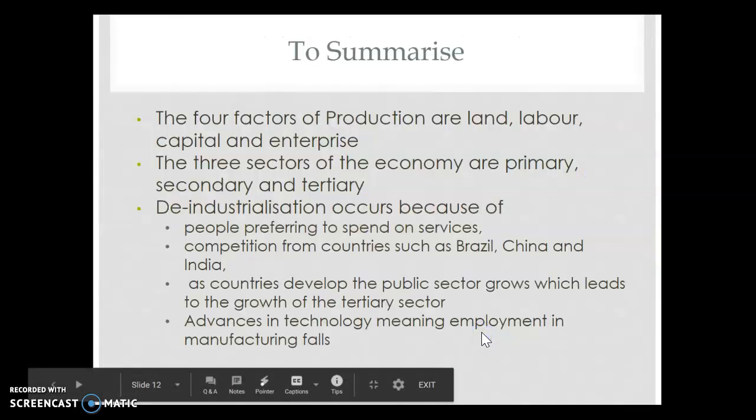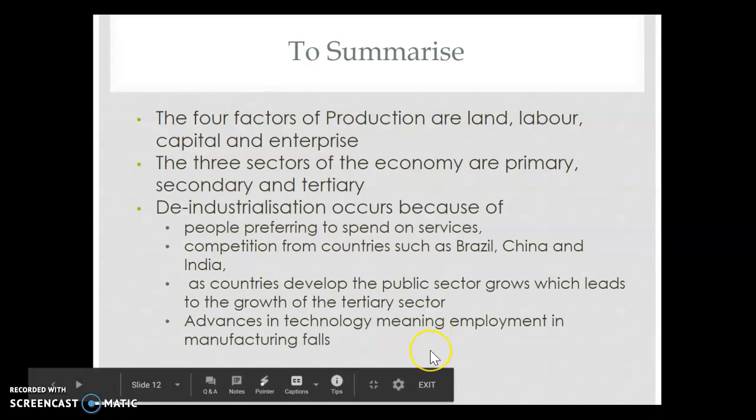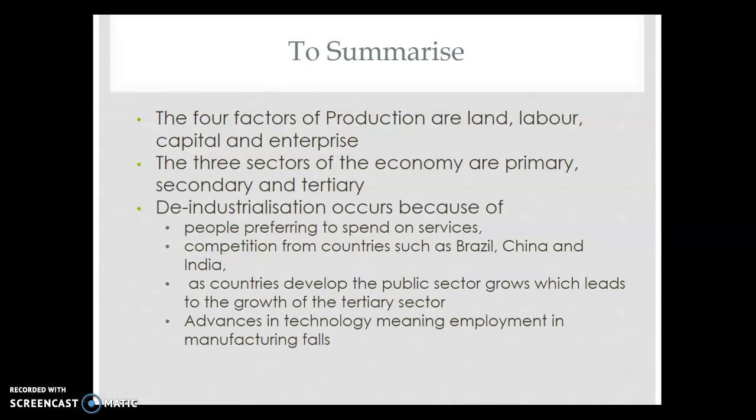Okay, so to summarise, the four factors of production are land, labour, capital and enterprise. The three sectors of the economy are primary, secondary and tertiary. Deindustrialisation occurs because of people preferring to spend on services. Competition from countries such as Brazil, China and India in the secondary sector. As countries develop, the public sector grows, which leads to the growth of the tertiary sector. And advances in technology, meaning employment in manufacturing falls, which means there's more opportunities for employment in the tertiary sector.